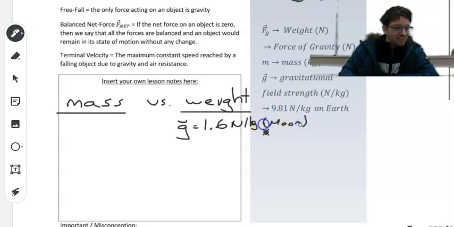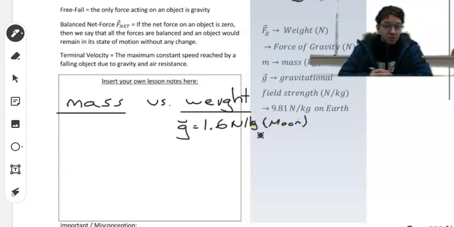That's about 1/6 of what it is here. So your weight would be 1/6 of your weight on Earth. Your weight changes, but your mass does not. So don't think of it as if, hey, I just went to the moon, best weight loss program ever, right? In that case, yeah, it is a great weight loss program, but it's not a great mass loss program.